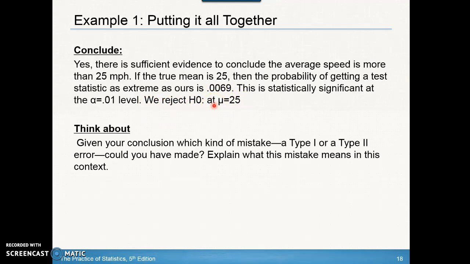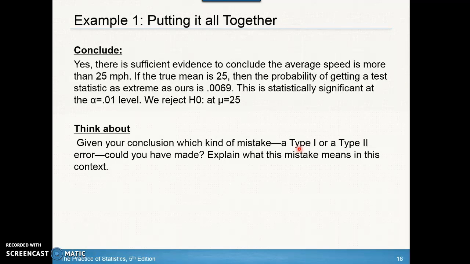Okay, now let's just take a minute and think back to type 1 or type 2 errors. Given your conclusion, what kind of mistake, a type 1 or a type 2 error, could you have made? Explain what this means in context. Just remember the difference between a type 1 and type 2. Like I said, I remember that type 2 is fail to reject the null when it's false. So I basically keep the null when it's actually false, and then the type 1 is the opposite. I reject the null when it's actually true.